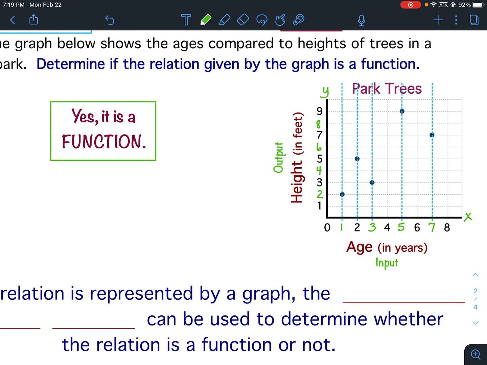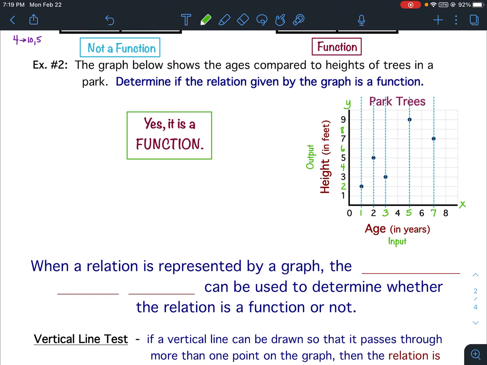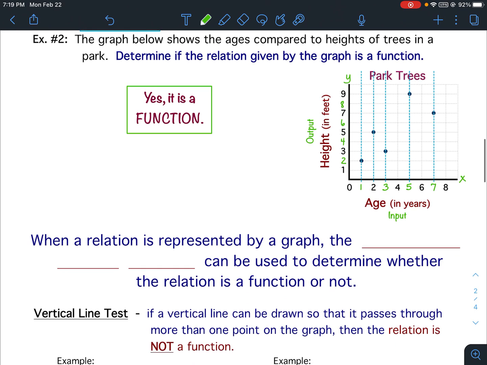Now, what I did there with those vertical lines is actually something we call the vertical line test. When a relation is represented by a graph, the vertical line test can be used to determine whether the relation is a function or not. So again, when a relation is represented by a graph, this only works when it is a graph. So if you have a graph, you can use the vertical line test to determine if the relation is a function or not.